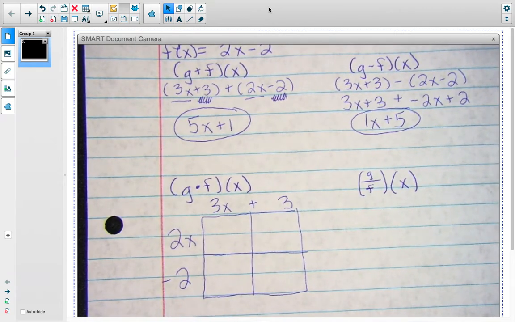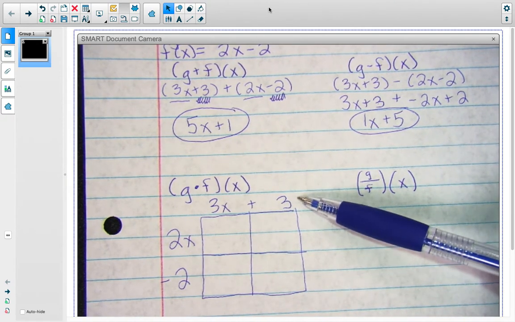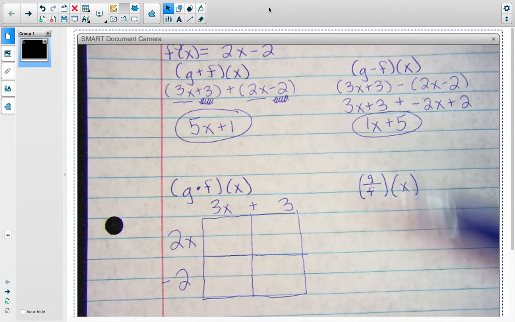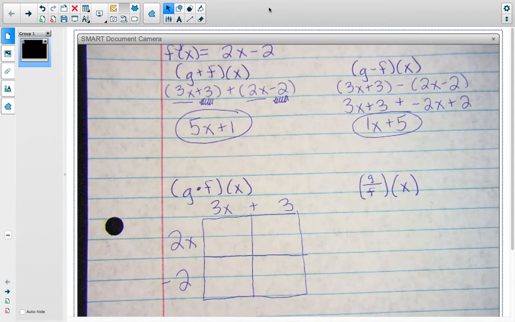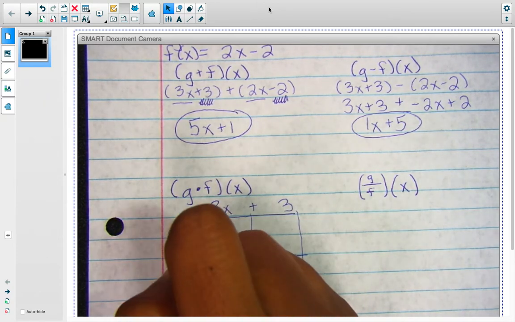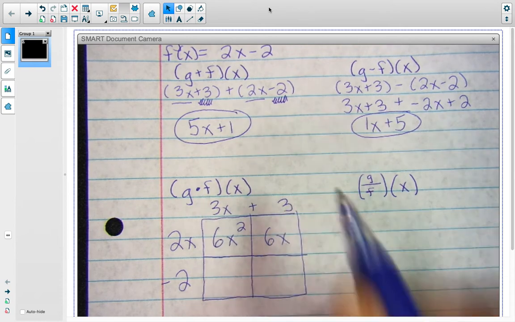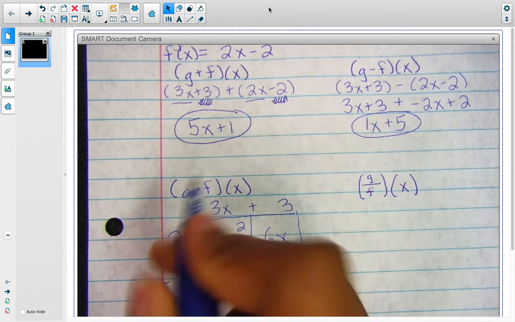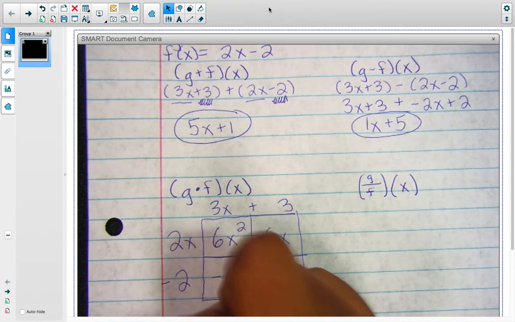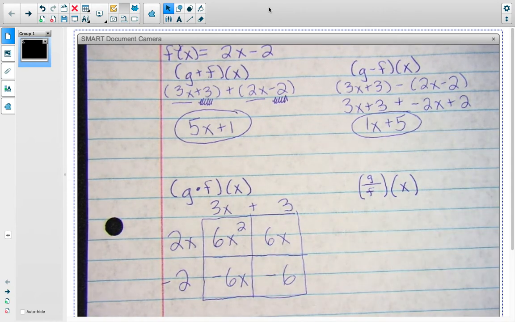So I use the same functions that I started with. g of x is 3x plus 3. f of x is 2x minus 2. Make sure you take your signs if you're going to do the box method. So now I'm going to multiply this out. 2x times 3x is 6x squared. 2x times 3 is 6x. Negative 2 times 3x is negative 6x. And negative 2 times 3 is negative 6.